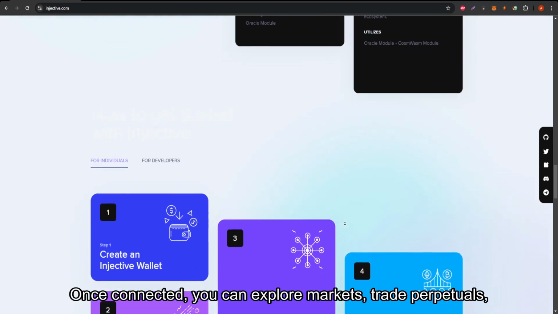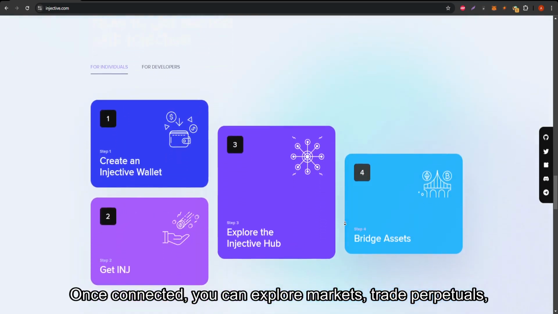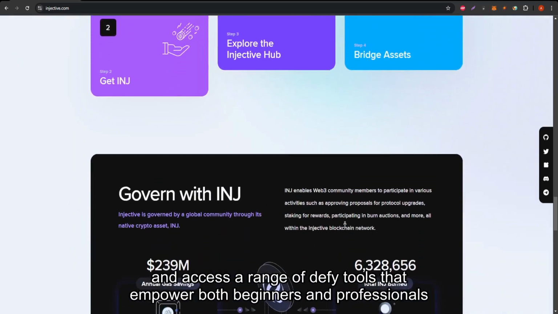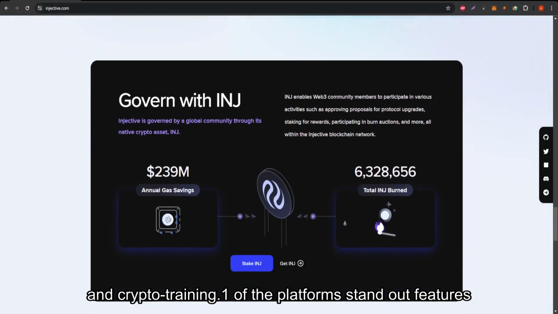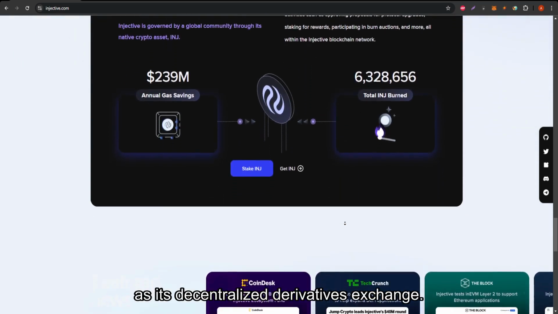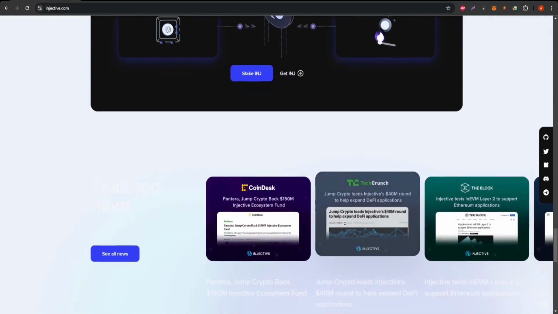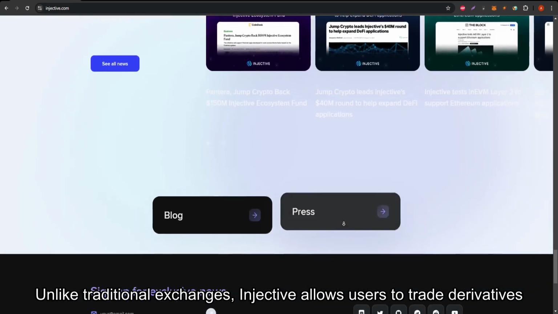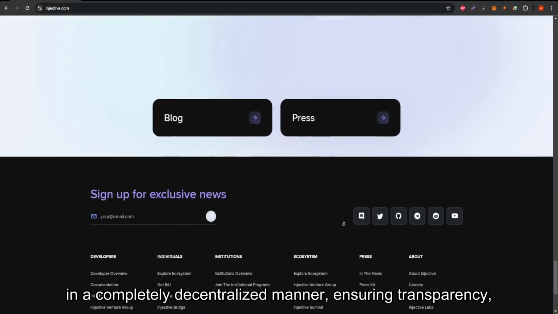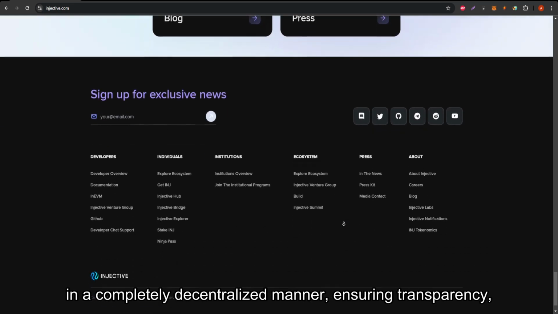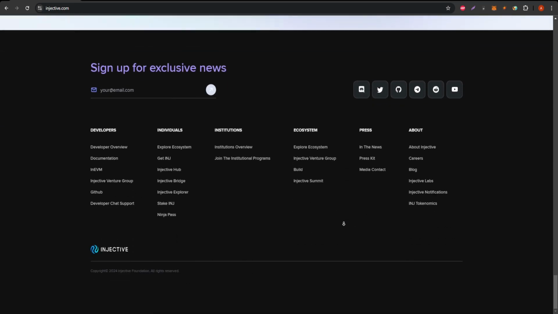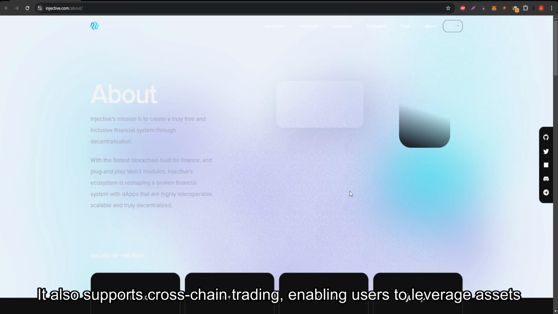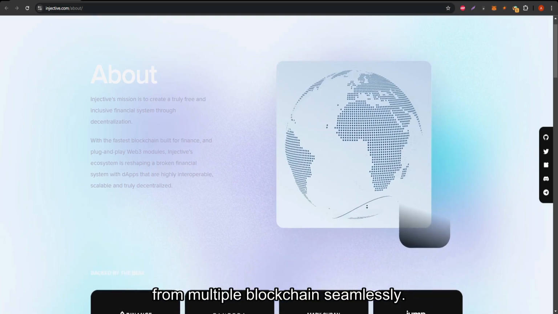Once connected, you can explore markets, trade perpetuals, and access a range of DeFi tools that empower both beginners and professionals in crypto trading. One of the platform's standout features is its decentralized derivatives exchange. Unlike traditional exchanges, Injective allows users to trade derivatives in a completely decentralized manner, ensuring transparency and reducing counterparty risk. It also supports cross-chain trading, enabling users to leverage assets from multiple blockchains seamlessly.